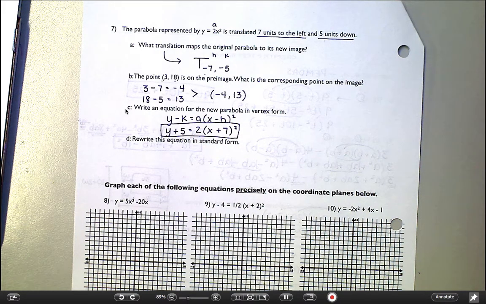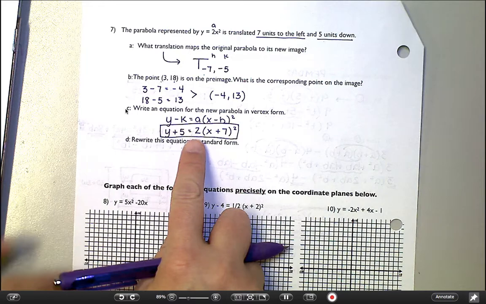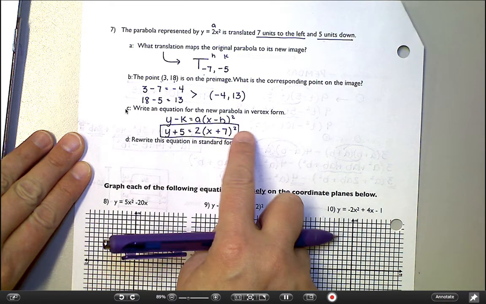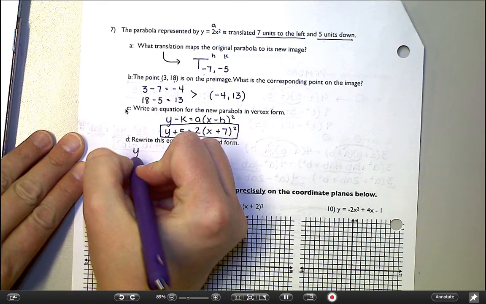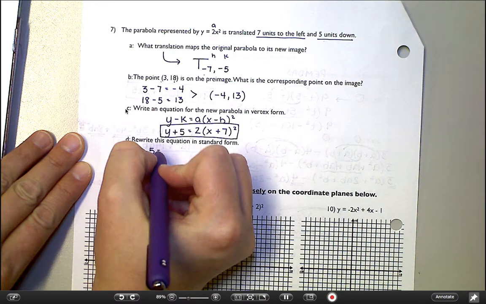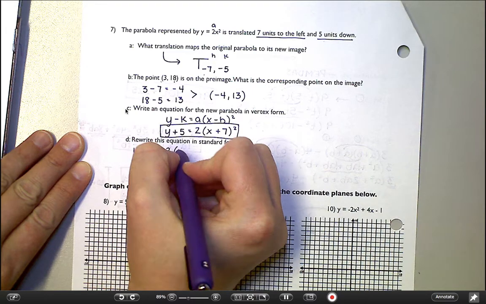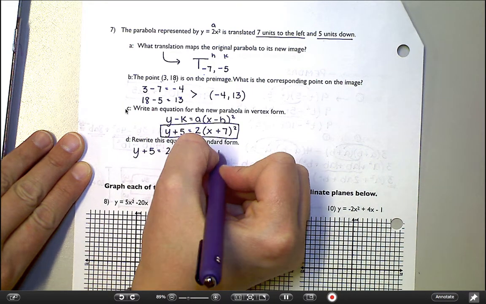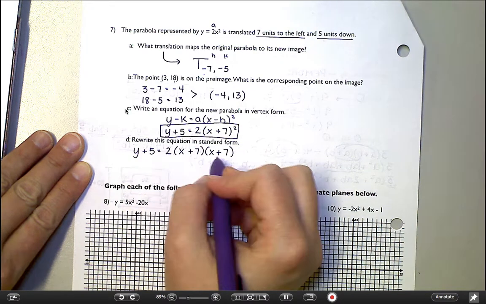All right, and then rewrite this equation in standard form. Now, standard form is the one that's like ax squared plus bx plus c. But remember, you can't just look at the equation and come up with those values. Really what I have to do is just simplify this. I just have to follow my order of operations. So I'm going to square first, meaning I'm going to duplicate that parenthesis, x plus 7 times x plus 7. Go ahead and do the FOIL right here.